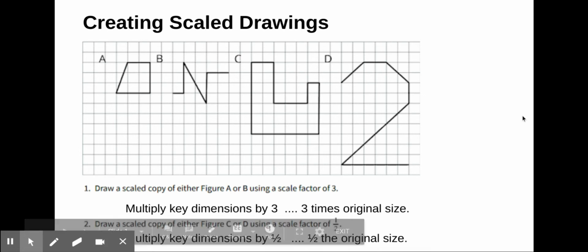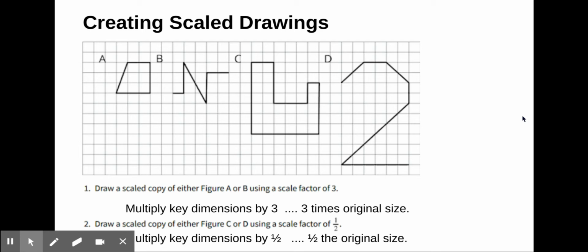Okay, today what we're doing is we're building upon some of the things that we've already been doing with the scale class here. So for pretty much today's activities, you're going to be given drawings and you're going to be asked to create a scaled drawing of that original. So for example, when we look at these four shapes here, A, B, C, and D, if we look at question one, it says, hey, draw a scaled copy of either figure A or B using a scale factor of 3.